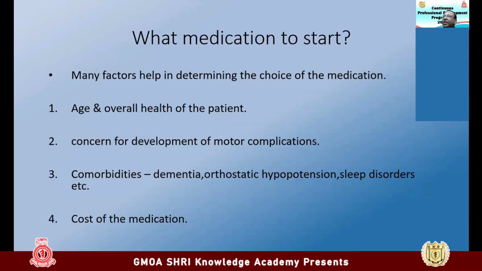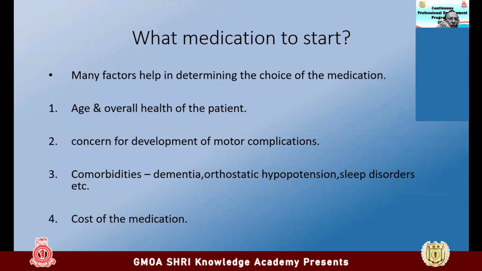The important thing is what medication to start. As you showed, there are about 10 groups or classes of medications to start. So what should guide you to make the decision on which one is started? There are many factors, not just a single factor, which help determine the choice of medication. One of the important things is age and overall health of the patient. Simply, if you come across a patient who is 45 years old and another who is 65 years old, the medication you are going to start is different.